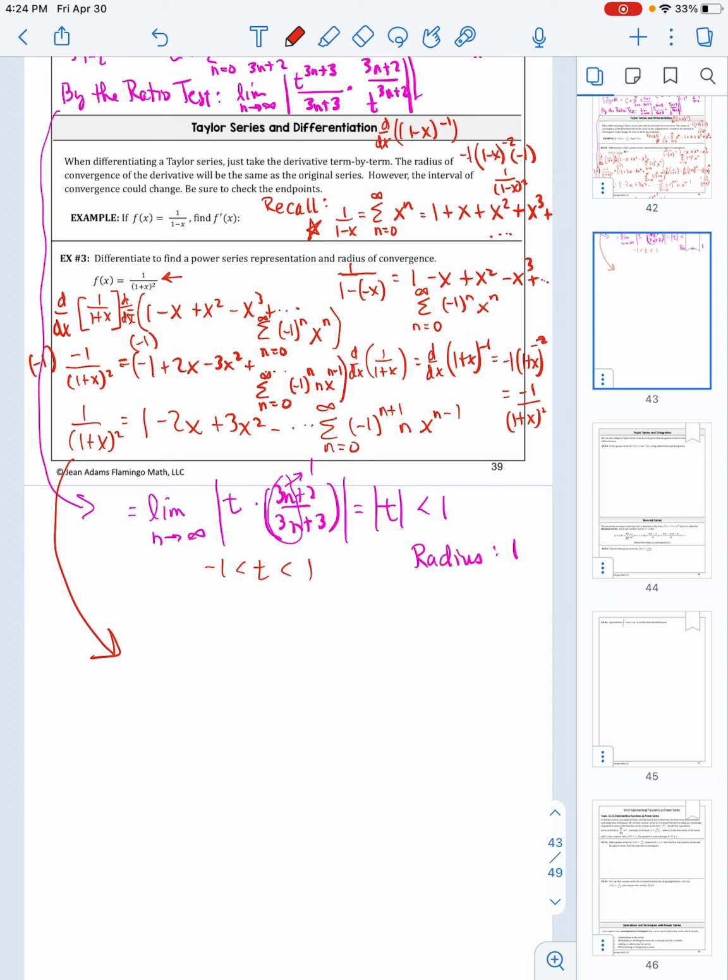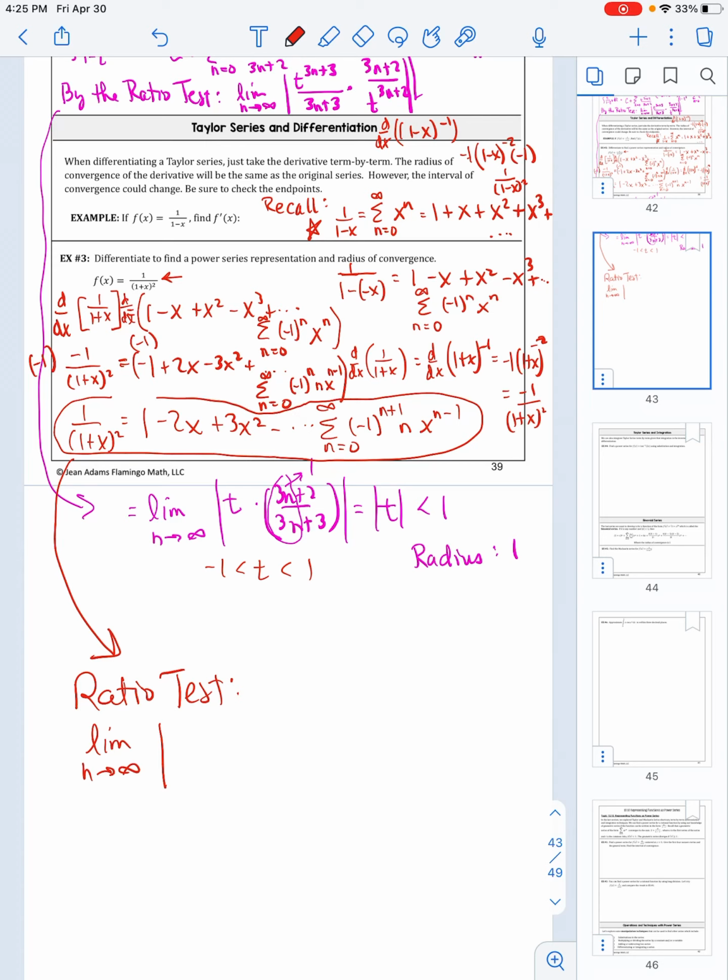So we've got our Taylor polynomial for our 1 over 1 plus x quantity squared, or power series, I guess I should say. We've got our power series. And if we want to make sure that this converges for certain x values, or we want to see what x values it converges for, we're going to use the ratio test. And so we're going to look at the limit as n goes to infinity, absolute value of.